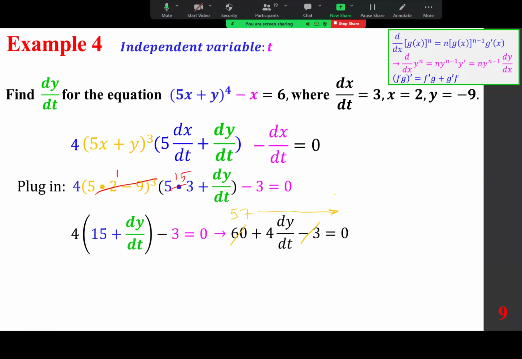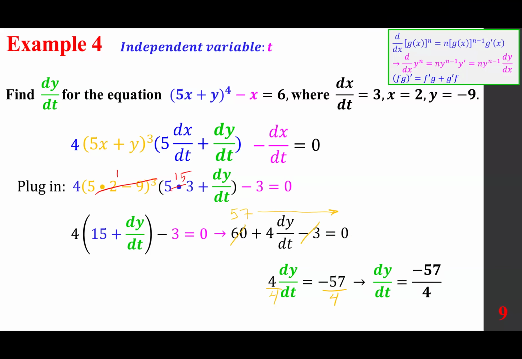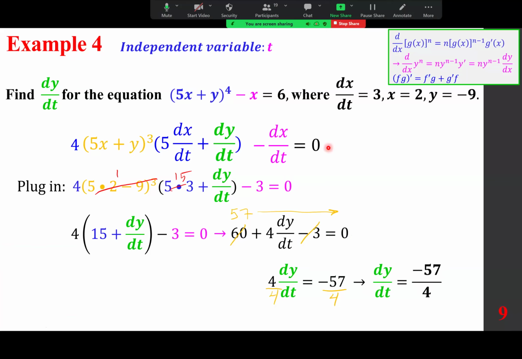Move it to the right, make it negative, 57. Divide by 4. And you're done. dy/dt is minus 57 over 4 as the final answer. Again, you could solve for dy/dt here. I'm not going through that second method. I highly recommend you do it for practice.